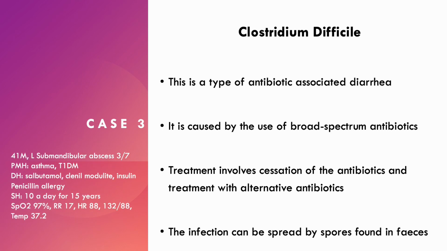So Clostridium difficile is a type of antibiotic-associated diarrhea, and it's caused by the use of broad-spectrum antibiotics such as clindamycin. Treatment involves stopping the antibiotics and treatment with alternative antibiotics, and the infection can be spread by spores found in feces. The reason it happens is the antibiotics can change the gut biome, so it's important to treat it because it can cause really serious complications such as the development of pseudomembranous colitis, something called toxic megacolon, which can lead to bowel perforation and therefore sepsis.